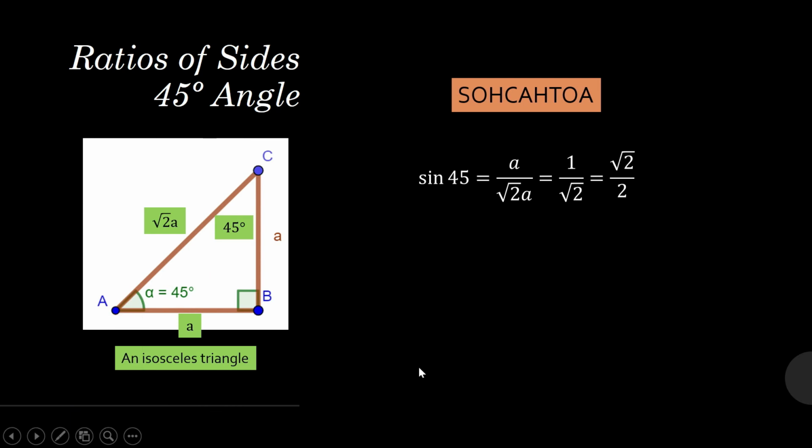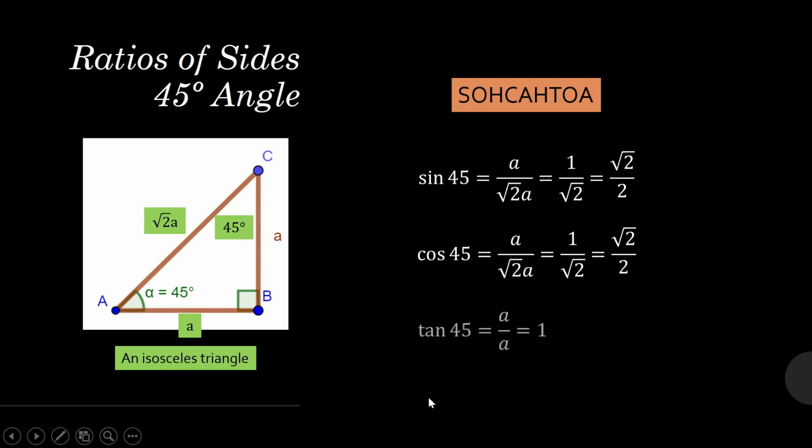What is cosine of 45 degrees? We use CAH, side adjacent. The side adjacent to our alpha is this one. It's A divided by the hypotenuse. So that's going to be also square root of 2 over 2. What about tangent? What is tangent of 45 degrees? We shall use TOA. The side opposite our angle, it's A, divided by the side that is adjacent, which is also A. So it's equal to A over A. Tangent of 45 degrees is equal to 1.